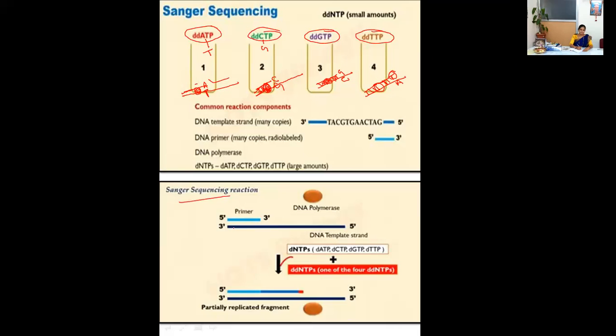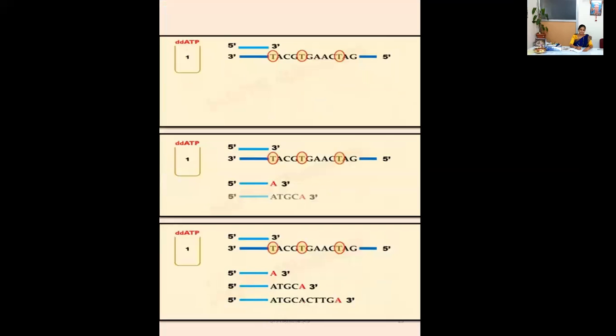Let us understand through this reaction. This is the template DNA strand, this is the primer, and this is the DNA polymerase. DNA polymerase adds the individual nucleotides according to the template DNA. Whenever this enzyme adds a ddNTP, that is one of the four ddNTPs, that may be ddGTP, ddCTP, ddATP or ddTTP, the reaction will terminate and the enzyme will detach from that region, with no further reaction. This is the stopping of the DNA synthesis. These are called partially replicated fragments.